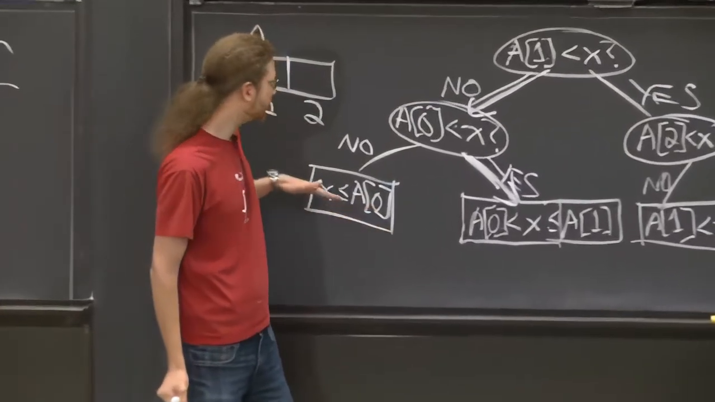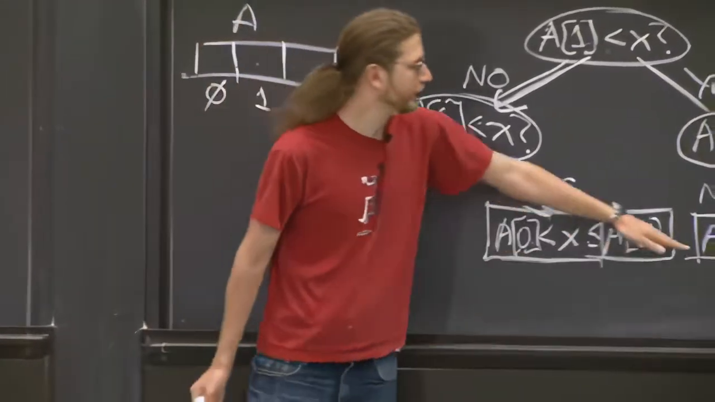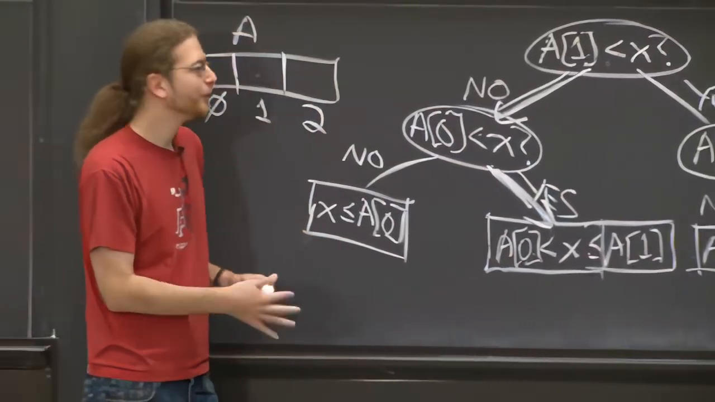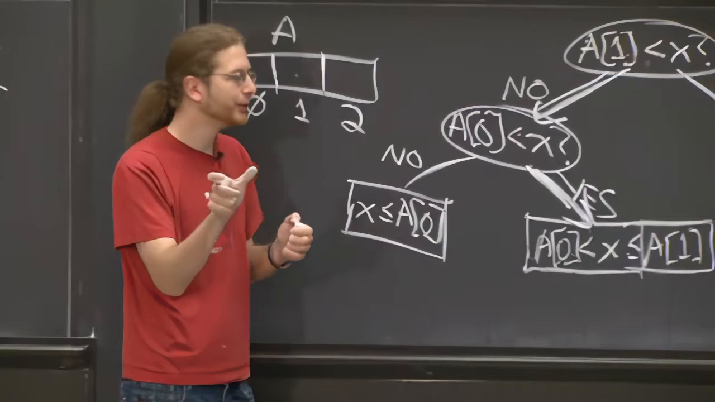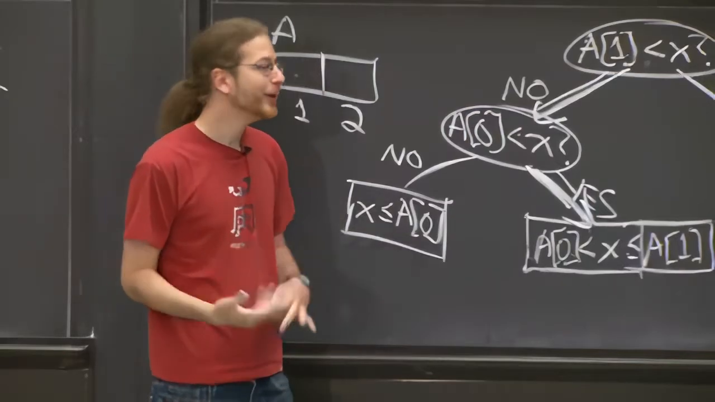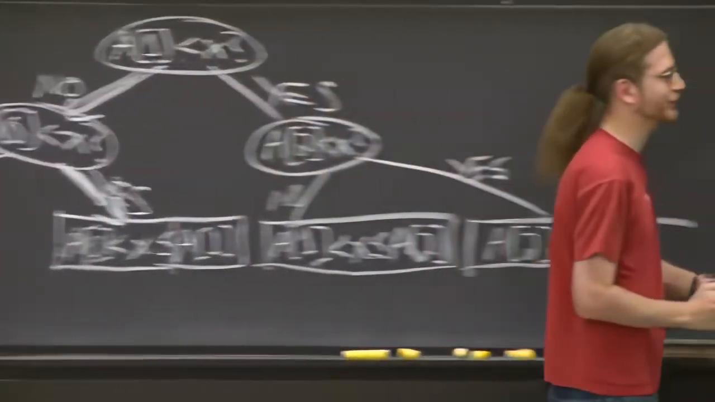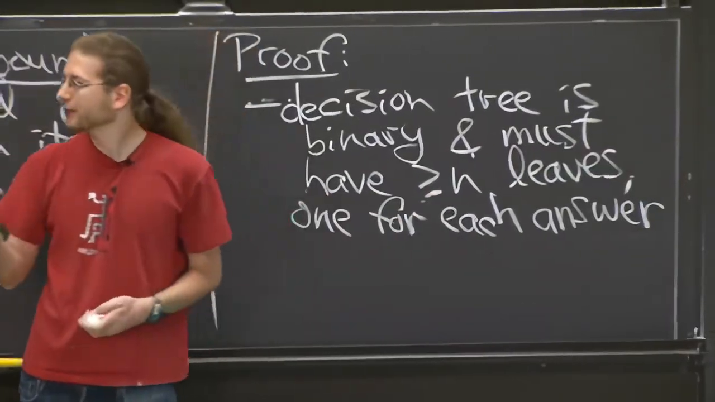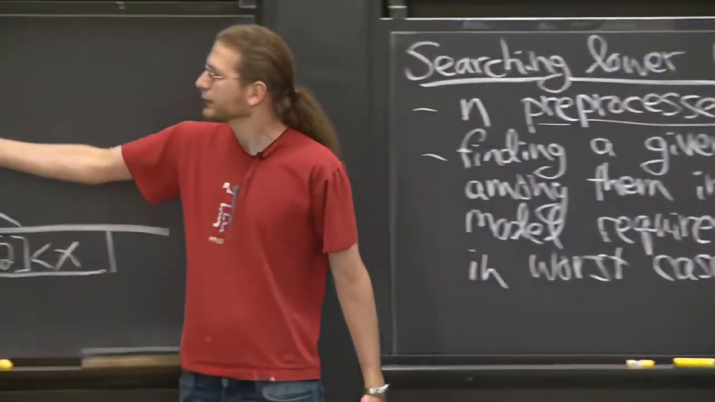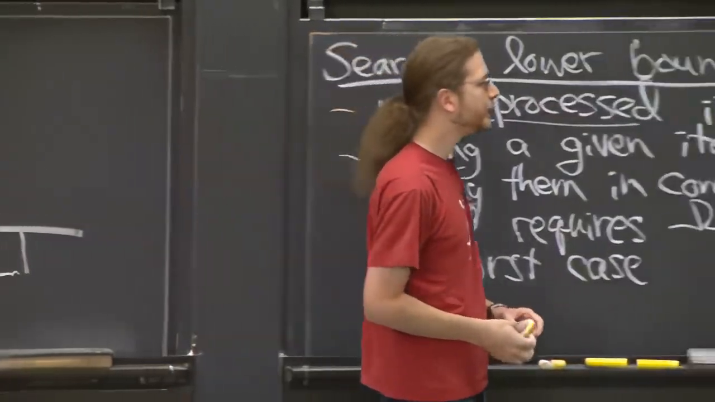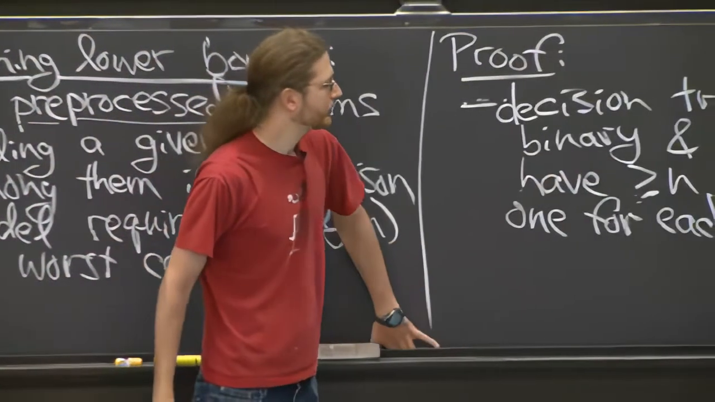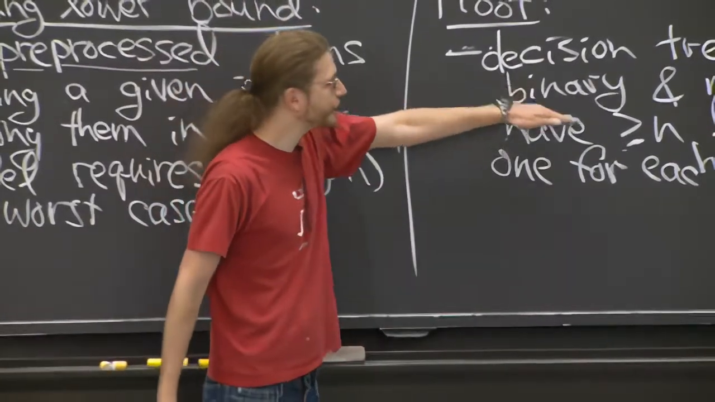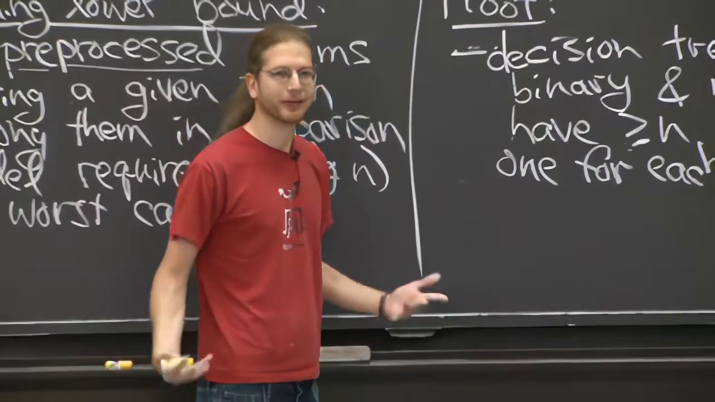And in fact, if you want to know where x fits, in this perspective, there's n plus 1 answers. If you want to know, is it equal or is it strictly between two things, there's 2n plus 1 answers. But in all cases, there's at least n answers. And that's all I need. In particular, say x exactly matches one of the given items. There's n items. So you need to have at least n leaves. Maybe you have more. I don't care. But if I have a binary tree with at least n leaves, the height has to be at least log n.